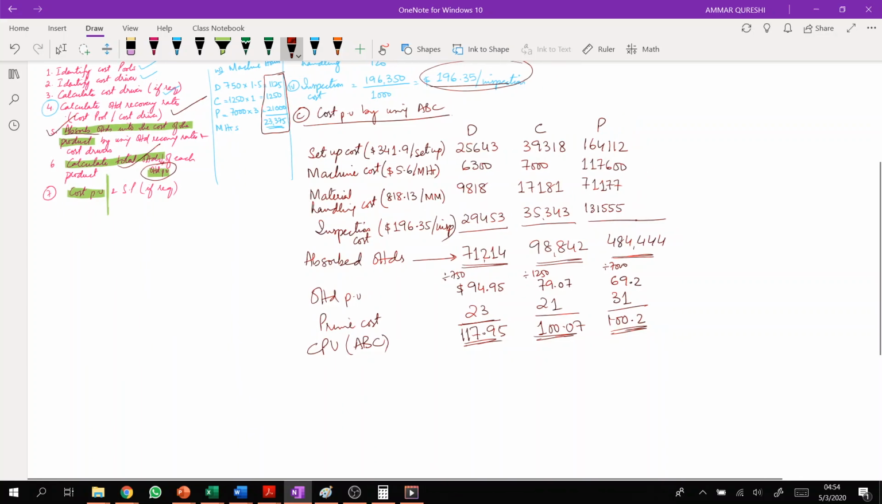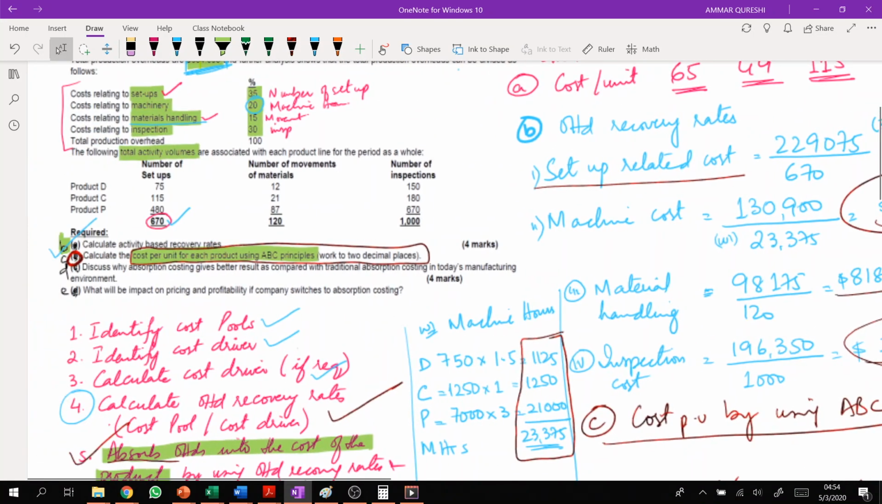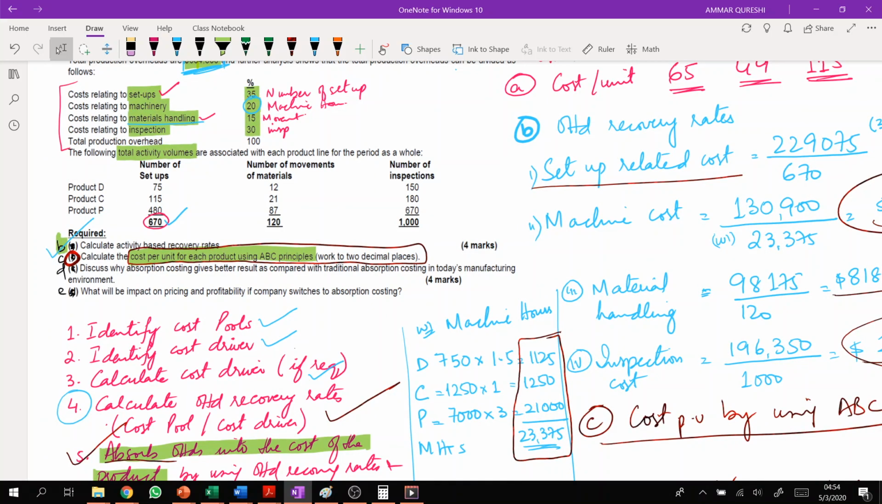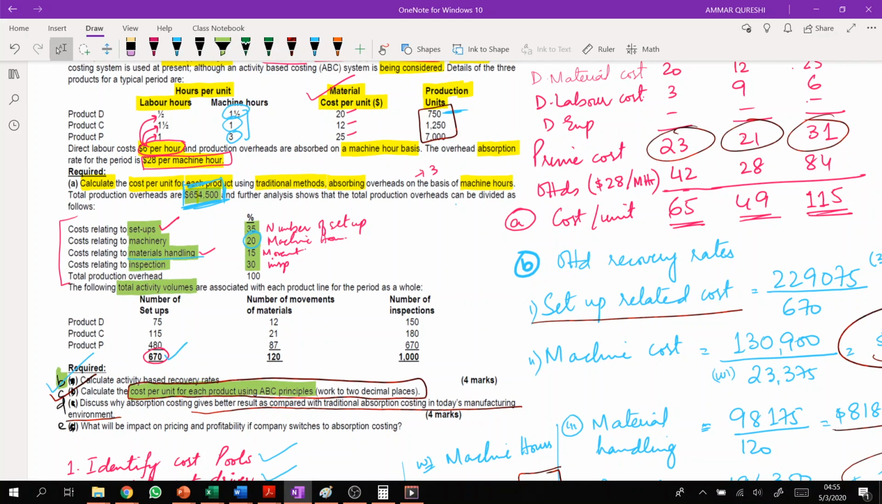So we are done with this third part as well. Third part was to calculate cost per unit of each product by using activity based costing principles. Now the next part is to discuss why activity based costing gives better results as compared with traditional absorption costing in today's manufacturing environment. This is something which we have already discussed in the previous lecture in detail. But let me try to identify this point here.